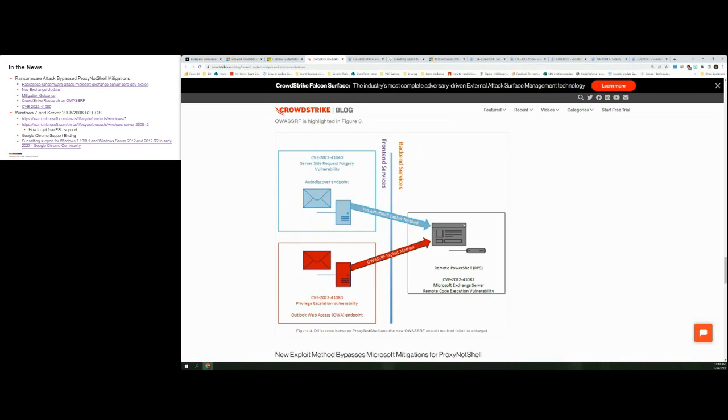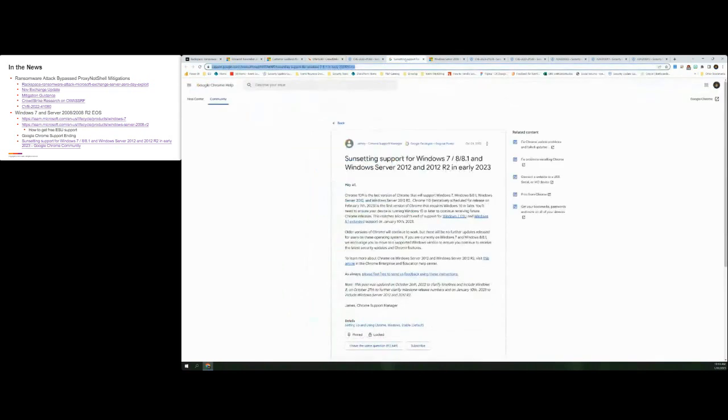The second one is a little bit more straightforward. We've got the official end of life of Windows 7. So ESU support is now complete for Windows 7. Server 2008 R2 is starting its 4th and final year, and I'll talk about that in a minute.